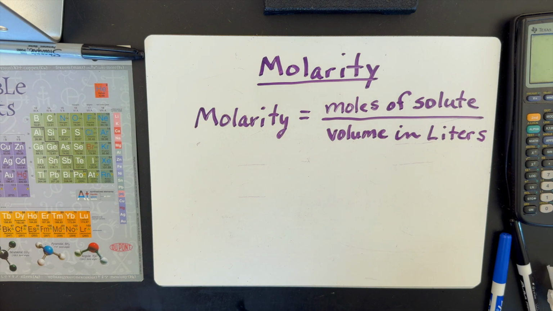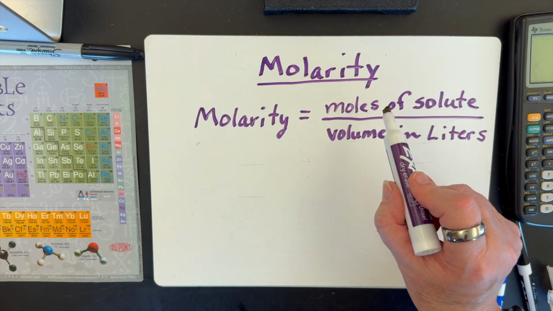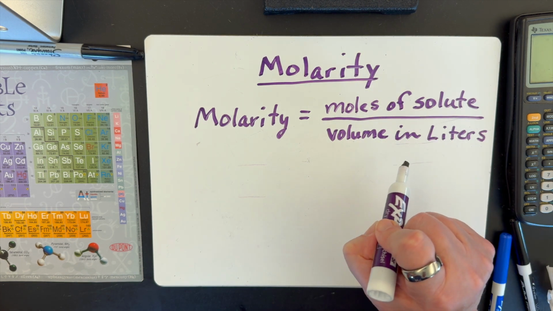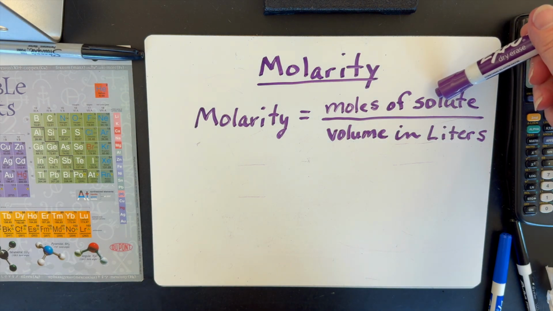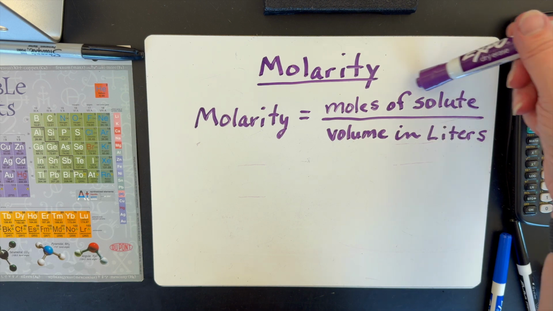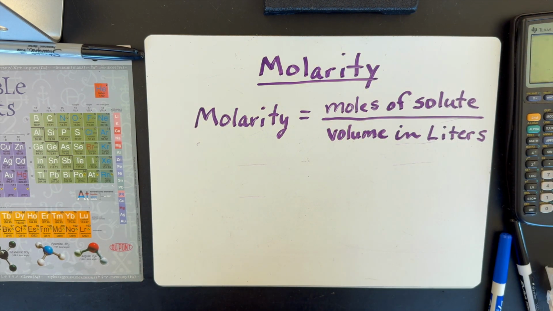Must be in liters. Don't forget to change to moles. Don't leave it in grams, because if you do grams divided by volume, you're calculating density, not molarity. The more of the solute you dissolve in your solution, the higher this number will be, the higher the molarity will be, the more concentrated your solution will be.